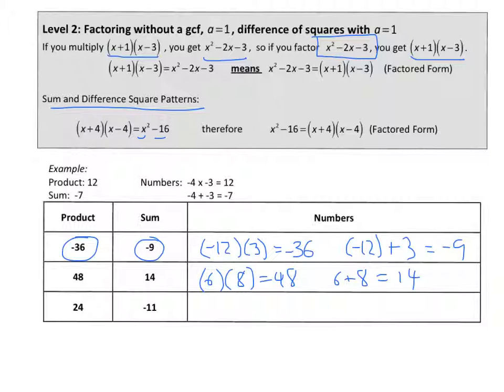And for our last two numbers, we need two numbers that multiply to positive 24 but add to negative 11. Two numbers that multiply to a positive and add to a negative are going to have to both be negative. So I'm going to do negative 3 times negative 8 is positive 24, and negative 3 plus negative 8 is negative 11.